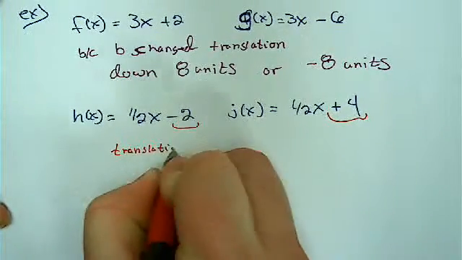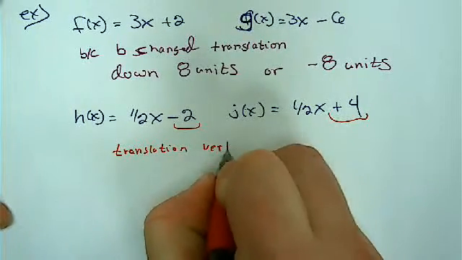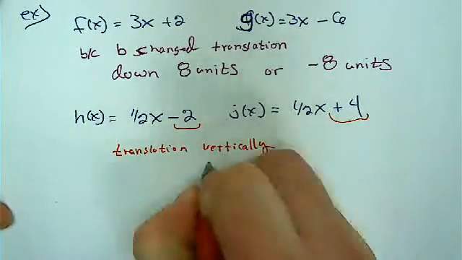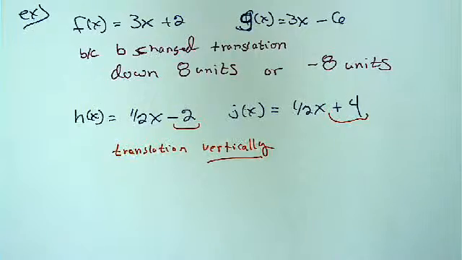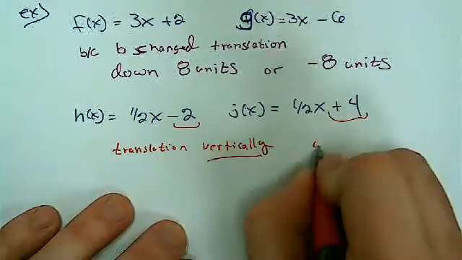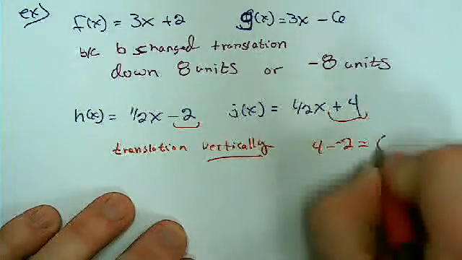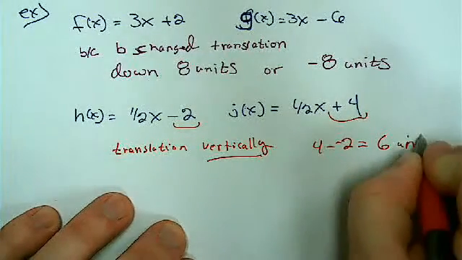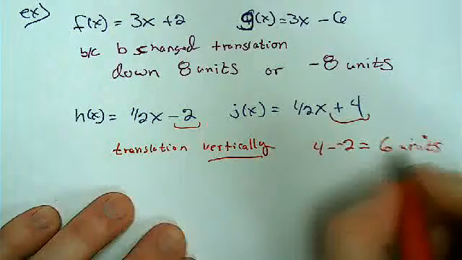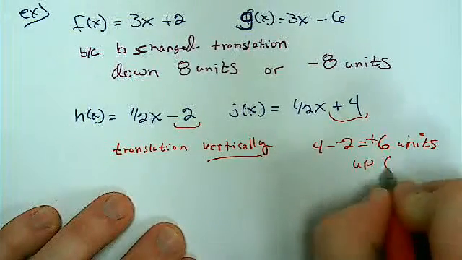So we're talking about a translation vertically, because it's the b that changed. So it's always a vertical shift, up or down. And 4 minus -2 gives me 6 units. So since it's positive, that's an up.